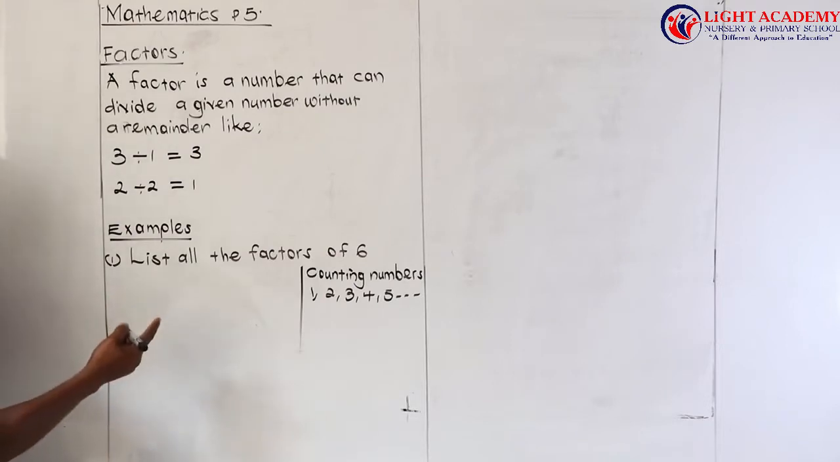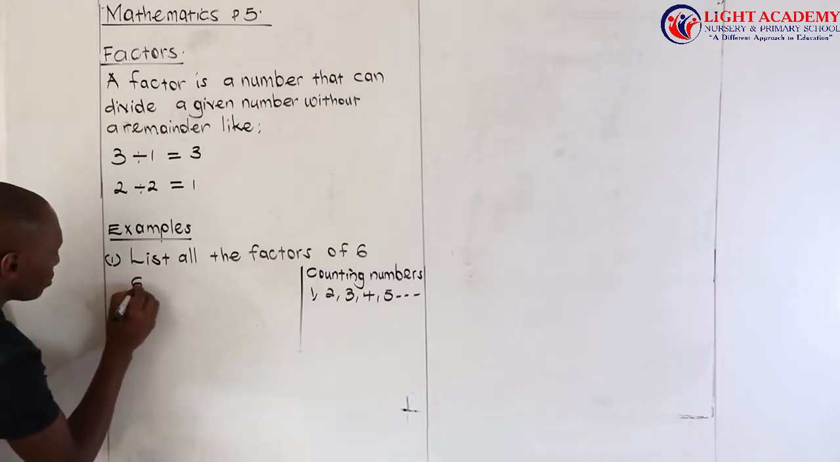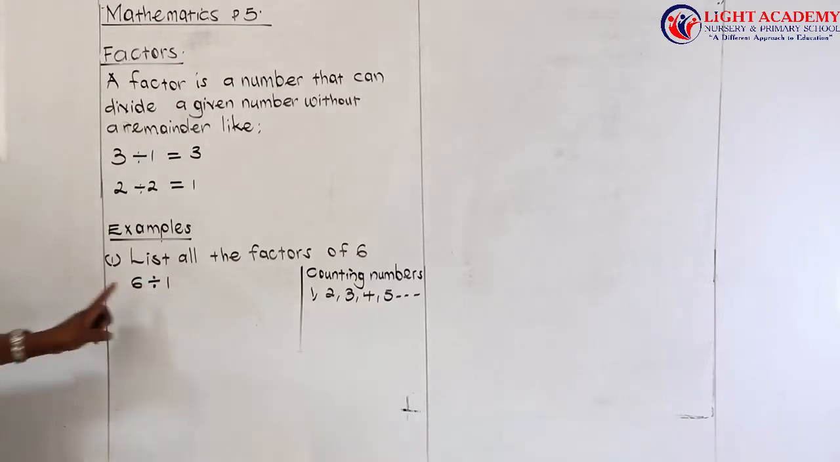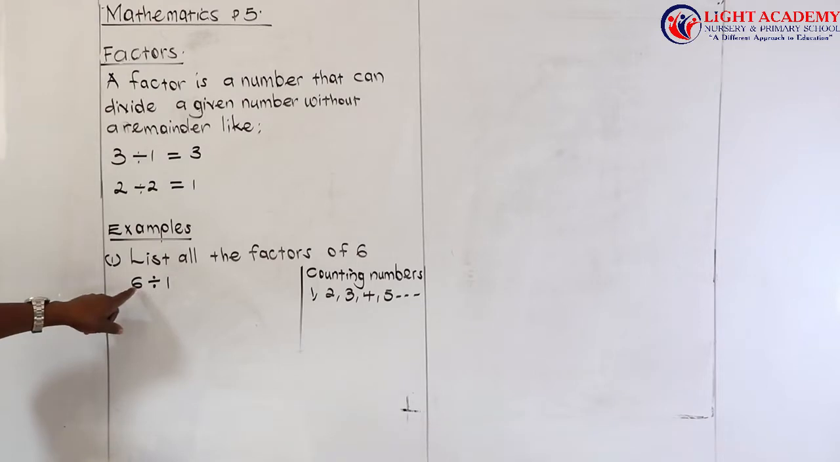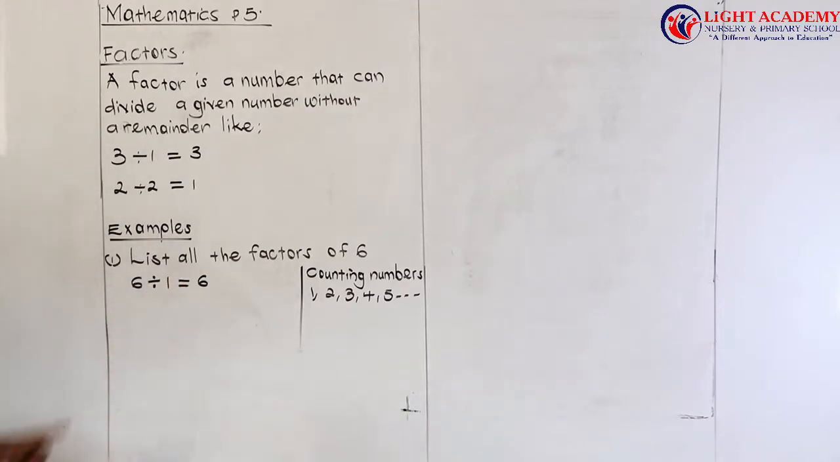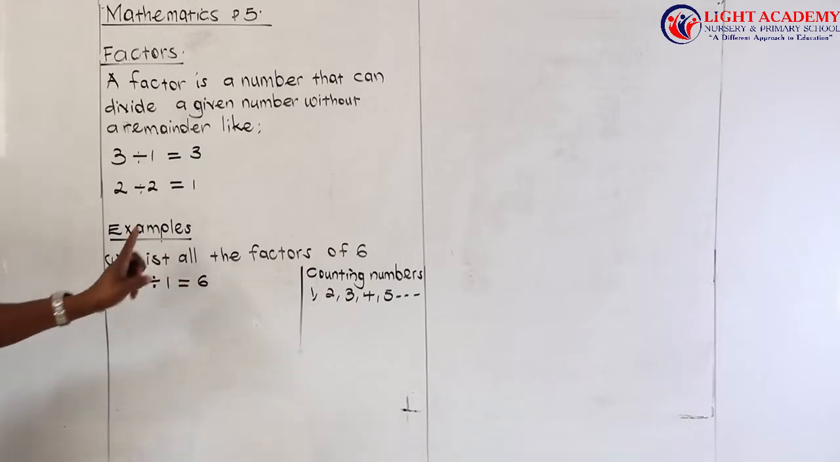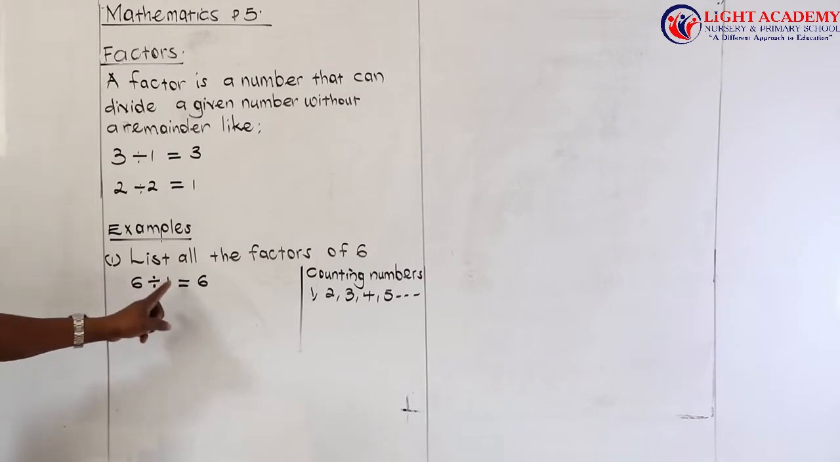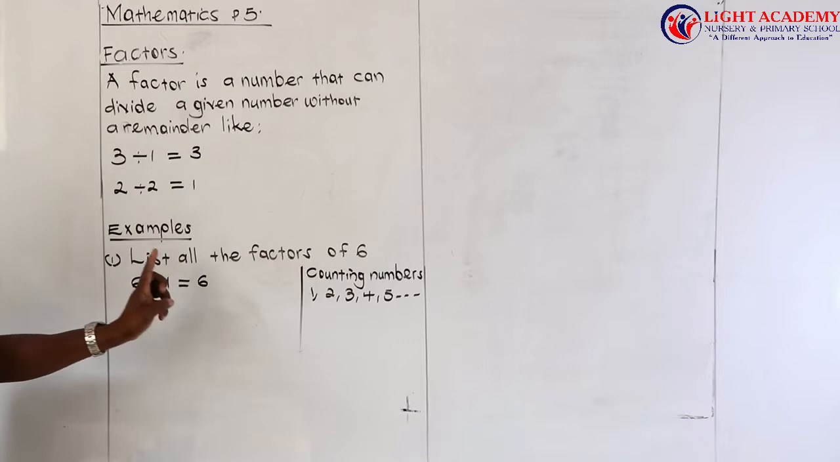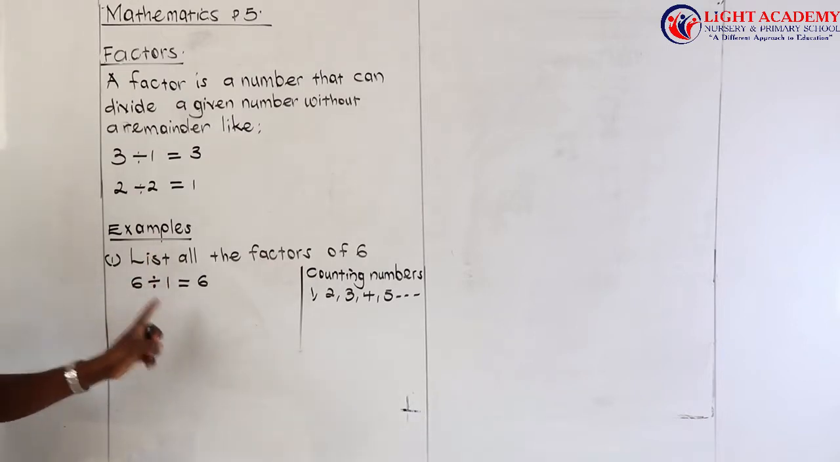I will start and say 6 divided by the first counting number. Assuming these are 6 apples, when you give them to one child, the child takes all of the 6 apples without a remainder. Meaning 6 is a factor of 6, because when you divide 6 by 1, all of the 6 apples are given to the child without a remainder.